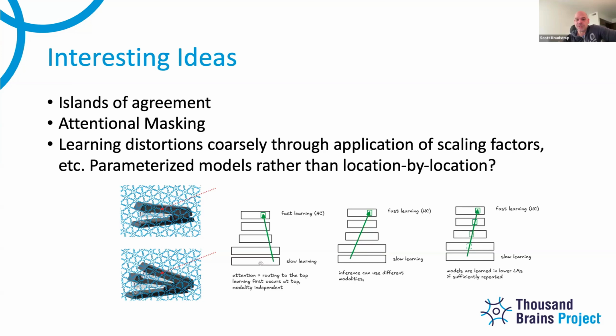Essentially, when you have two islands of agreement during the learning process, but the islands are distinct from each other, then we learn about the compositionality of the object. So anyway, that was brought up.